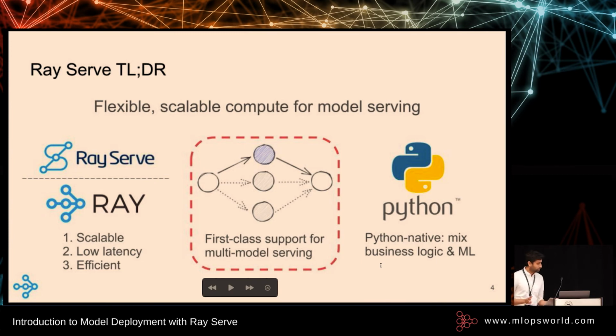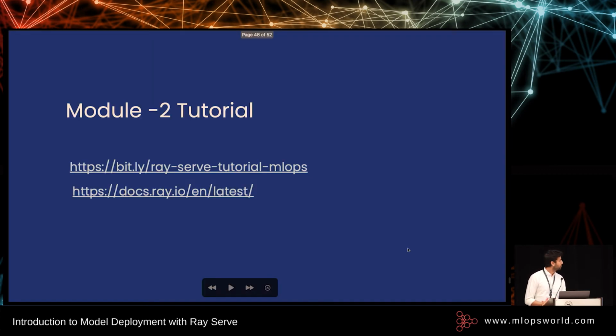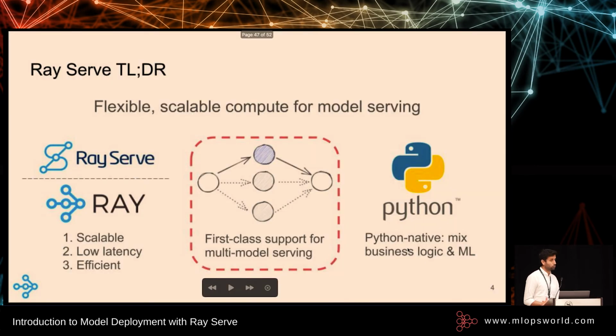So, the final summary: because Ray Serve is built on top of Ray, it gives you these benefits like efficiency, low latency, and so on. Because it's pure Python, you can define arbitrarily complex deployment graphs, just define them in the code, and you'll be able to mix your business logic and your machine learning inference. So before we go into the tutorial, any questions for me or Jules?